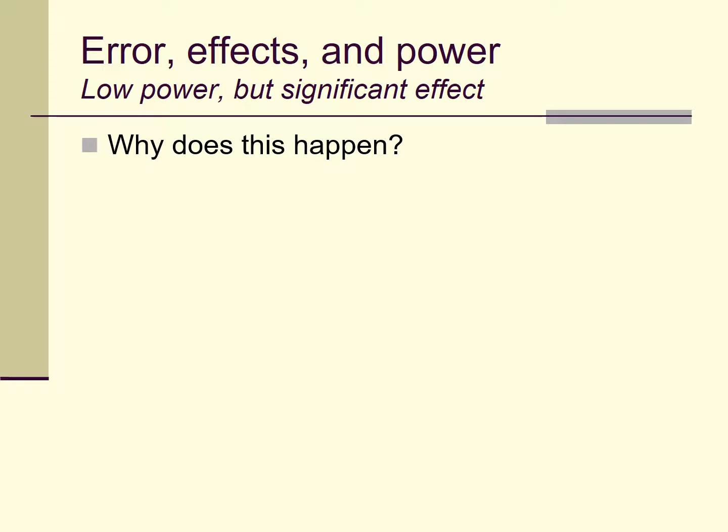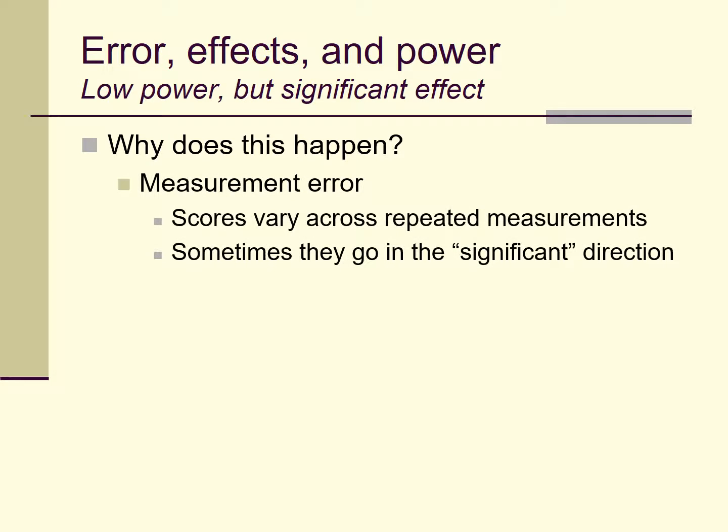Why does this happen? Well, there are different ways of explaining this. The things I like to focus on are first measurement error. Measurement error occurs when the scores for something you're measuring vary across repeated measurements. Measurement error is a phenomenon that is ubiquitous in science. Even in so-called hard sciences like physics and chemistry, people who work in those areas will tell you, if you measure something, you measure it again, you never get precisely the same numbers. Out to some decimal place, there'll be slight differences.